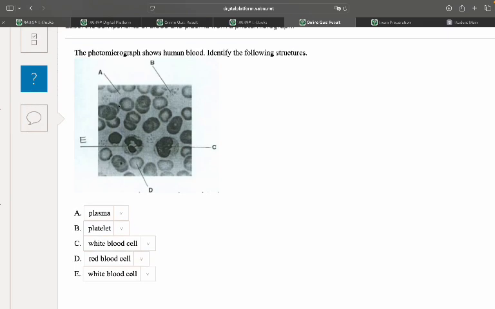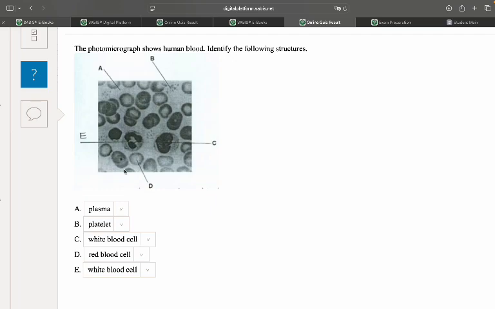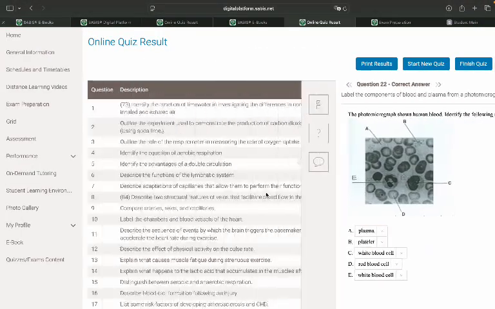So again, just keep in mind, platelets are small, tiny fragments, as we said before. Plasma is the liquid medium in which blood flows. White blood cells consist of organelles and a large nucleus. Red blood cells, on the other hand, don't have any organelles, nor do they have a nucleus. They're disc-shaped, as you can see here. And let's move to the next one.